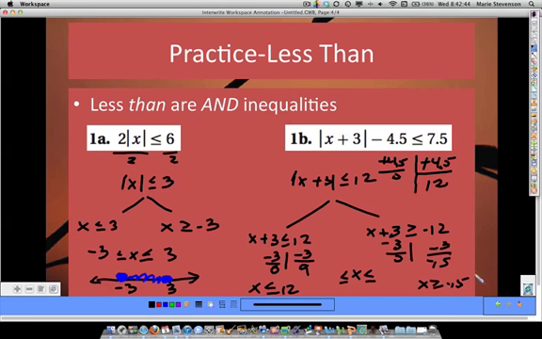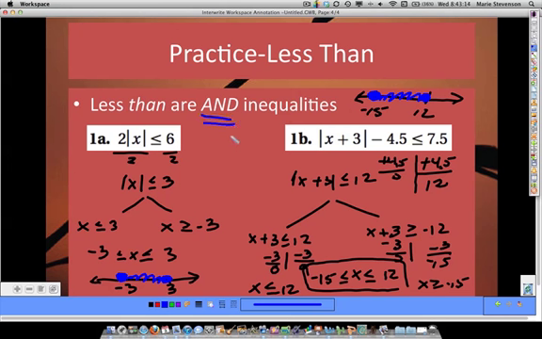So this is my lower bound. This is my upper bound. And then I'll put my graph up here. And in this case, again, they're both closed circles, because my inequality was equal to. Okay, so these are less thans. Hopefully you got yours right. And they're all less than, so that means we treat them as ands.